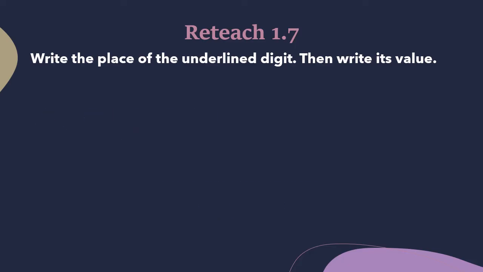Here is the last problem on Reteach 1.7, and that is number 7, 147,217. Now, you need to write the place of the underlined digit. The underlined digit is 1, and then based on the place, you're going to write its value. So once again, let's pause it right here, give you a chance to work it out, and then we'll unpause it and check it together. See you in a bit.